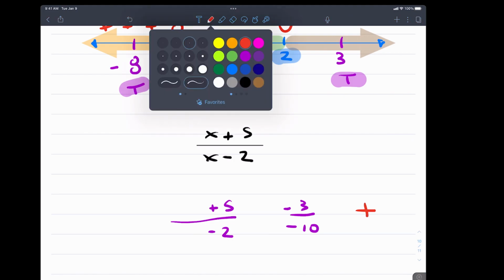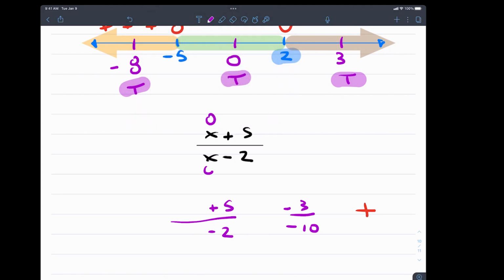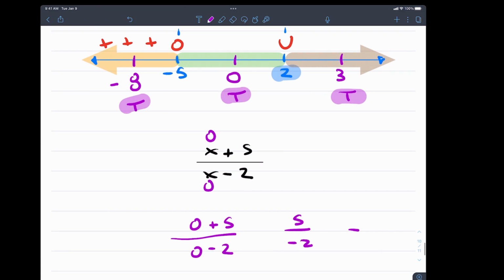Let's test region number what? 2. 0 plus 5 over 0 minus 2. So what is 0 plus 5? That's going to be a what? 0 minus 2. So it's a positive over a negative. What's this? Isn't that negative? Region 2 is what? Negative.